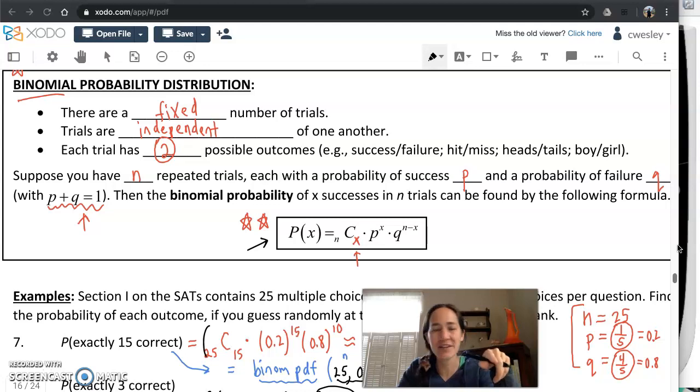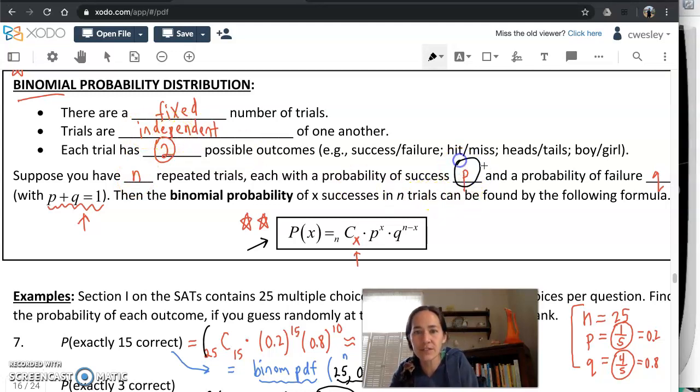We're still looking at statistics packet page 16, and we've just introduced what it means for a probability distribution to be about a binomial experiment. Two possible outcomes, success or failure, hit or miss, a fixed number of trials, we'll call that N, and the trials are independent, so you always have a constant probability of success, and if you take 1 minus that, you get Q, the probability of failure.